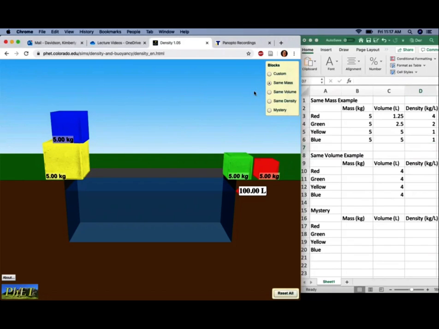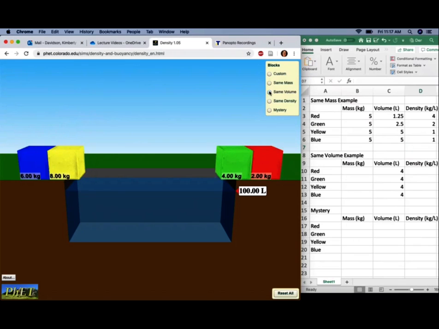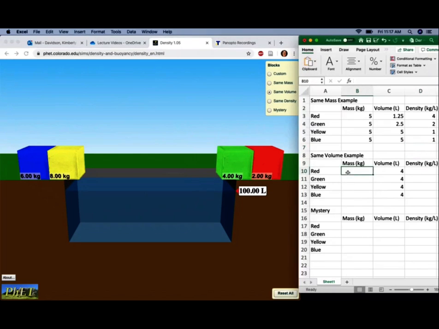Now let's go back to the simulation, and we're going to do our next example, which is same volume. Everything here has the same volume, but you'll notice that they have different masses. So let's just dunk the first cube in the water. We can see that the change in volume was 4 liters. I've already placed those values in the table off to the right. Now we just have to plug in their masses, and then we'll calculate the densities.